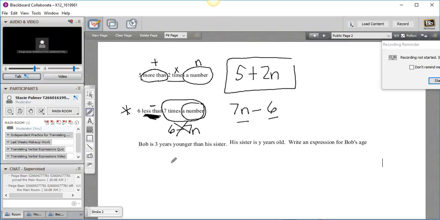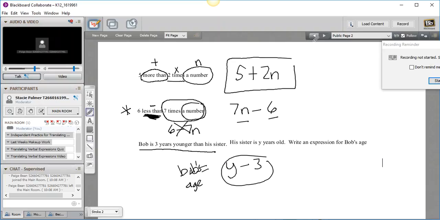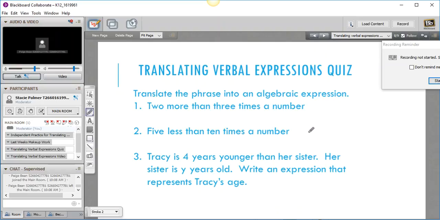Okay. The last one, Bob is 3 years younger than his sister. His sister is Y years old. Write an expression for Bob's age. Well, we know that Bob is 3 years younger than his sister, and if his sister is Y years old, then Bob is going to be 3 years younger than that. So this is for Bob's age. Okay, so that is the lesson for translating verbal expressions.